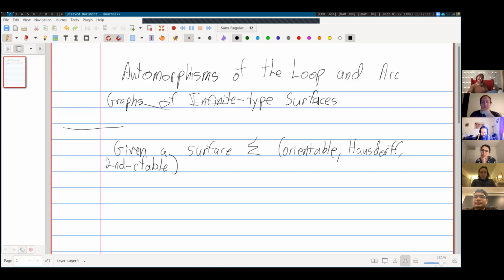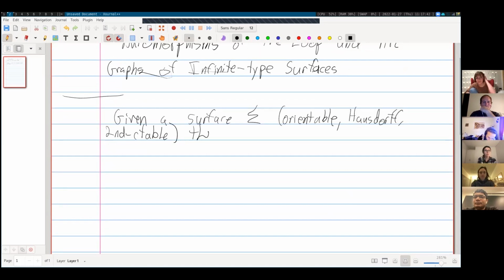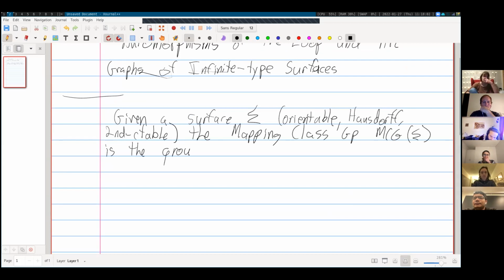So given a reasonably tame surface, one thing you can study about the surface is the mapping class group, which I'll write MCG. There's a number of abbreviations for this. The mapping class group of sigma is the group of homeomorphisms of sigma up to isotopy.